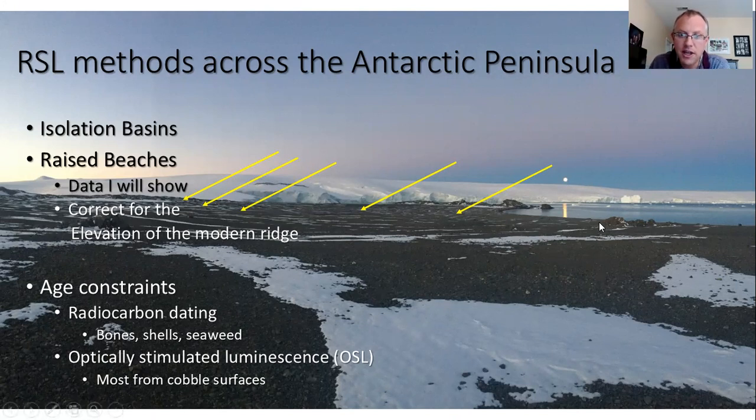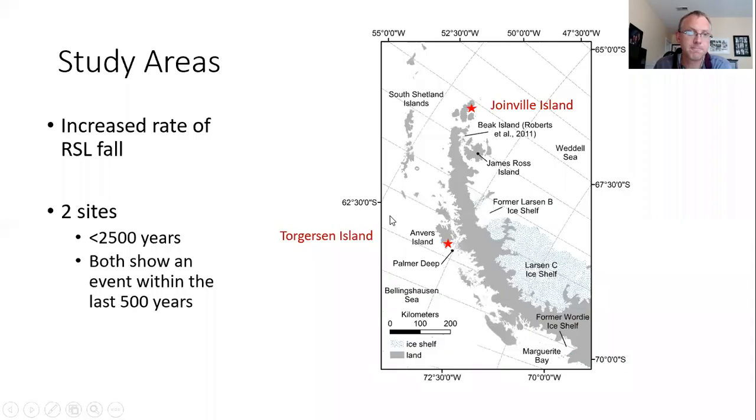If we measure the elevation of the modern beach ridge with respect to modern sea level, we can subtract that from these old beach ridges to get the elevation of sea level at the time that the beach ridge formed. Now we also need the age, and we get the age from either radiocarbon dating of bones, shells, and seaweed, or optically stimulated luminescence, or OSL, dating of the cobbles and sands within these beach ridges.